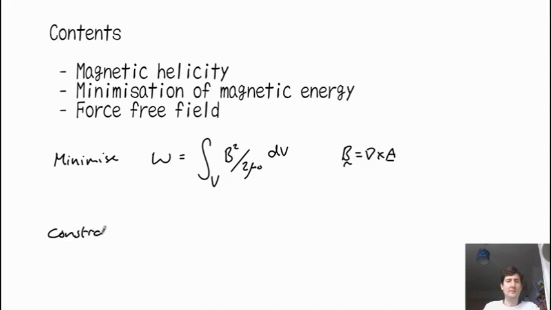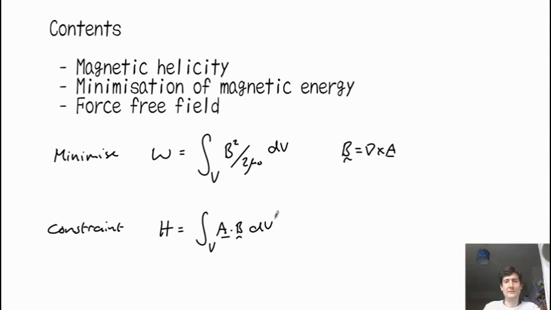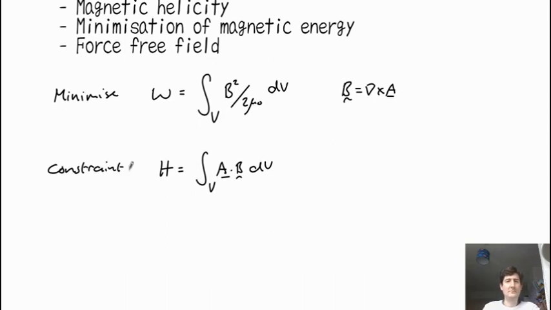is the helicity. So this is H, and it's the integral again over the volume of A dot B. See a previous video if you're not sure about this. So this is essentially a measure of how connected the field lines are. So if they're twisted, or if you have field lines which are linking through each other, this is a way of measuring that. And we're assuming that this is approximately conserved.